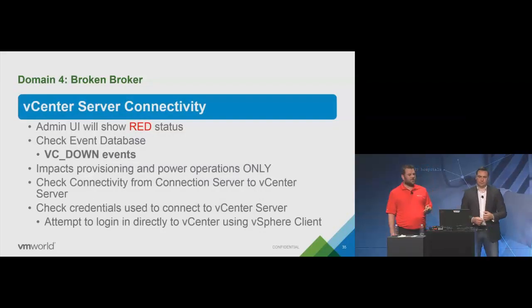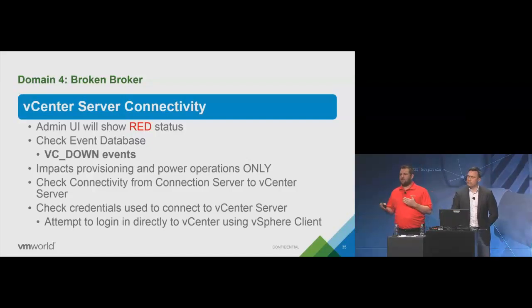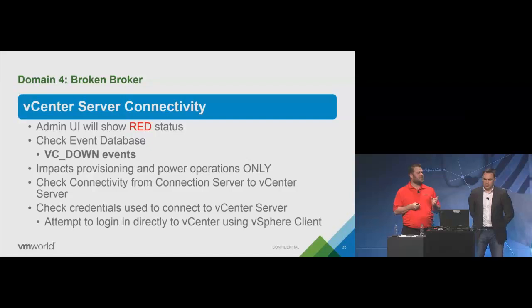So vCenter server connectivity: if you see a VC down event, that's going to be in your events database. If we've lost our connectivity to vCenter, obviously we really depend on vCenter. We need to understand the current power status of all the virtual machines that we're managing. So if you see VC down, then you're not going to be able to communicate, and it could impact the availability of desktops. Again, it will show red in the dashboard. Look for those types of things in the events database, and if you have an impact or an outage, that's where you can go check.